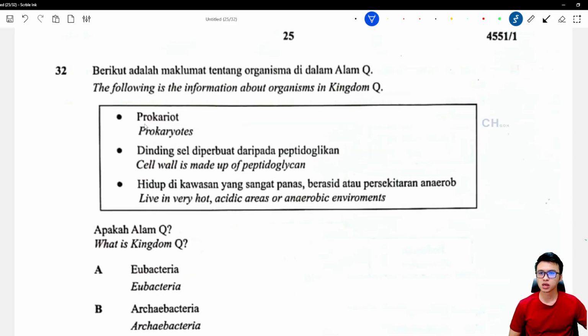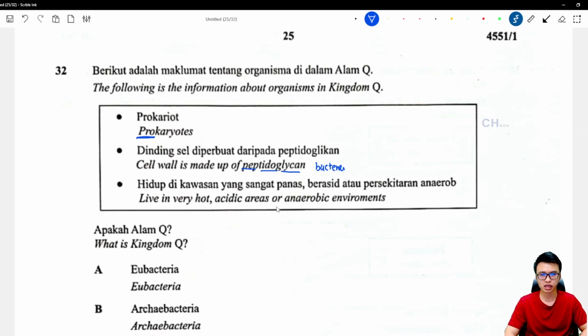Now, question 32. The following information about the organisms in kingdom Q. Prokaryotes, okay, prokaryote means they have no nucleus. They have no membrane-bound nucleus. Cell wall is made of peptidoglycan. Okay, this type of cell wall can be found in the bacteria.